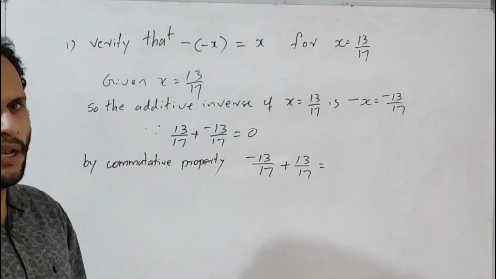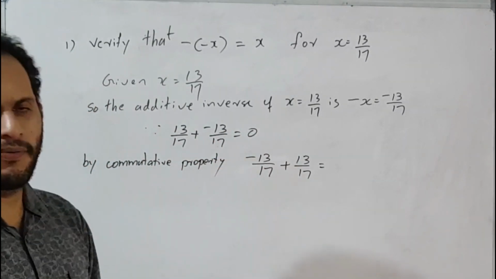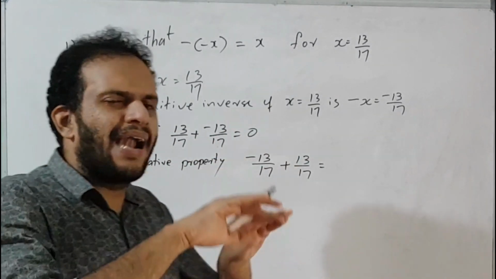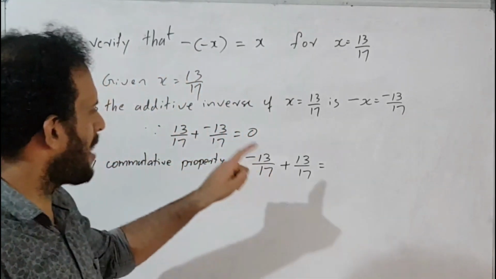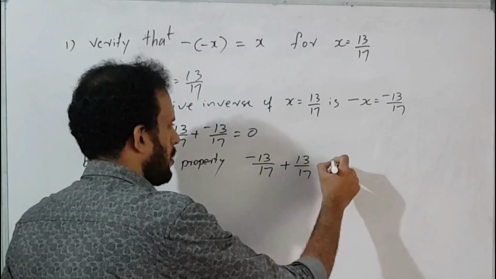We know that addition satisfies the commutative property in case of rational numbers. That means if we add the numbers in any order, the answer does not change, so the answer remains the same, the answer is 0.